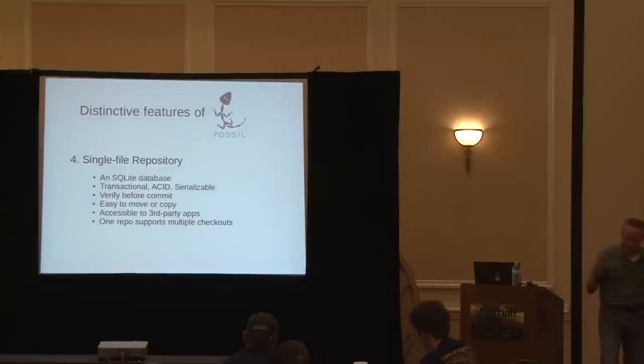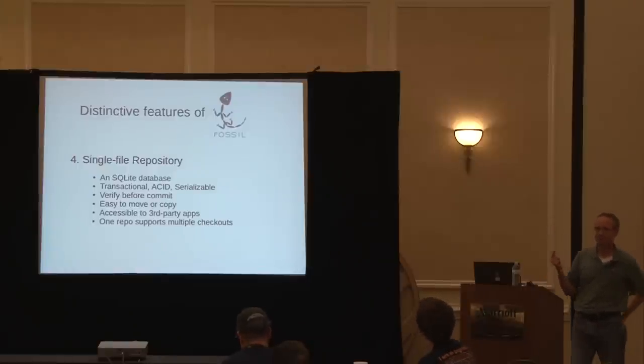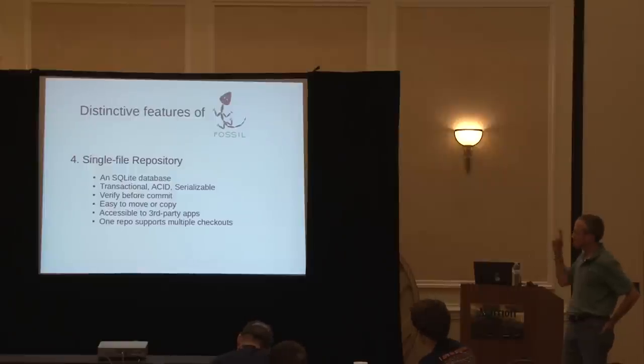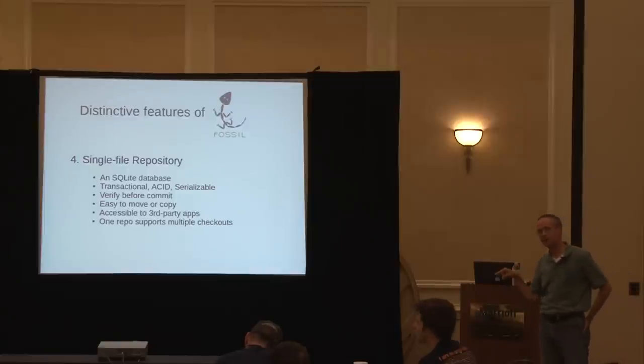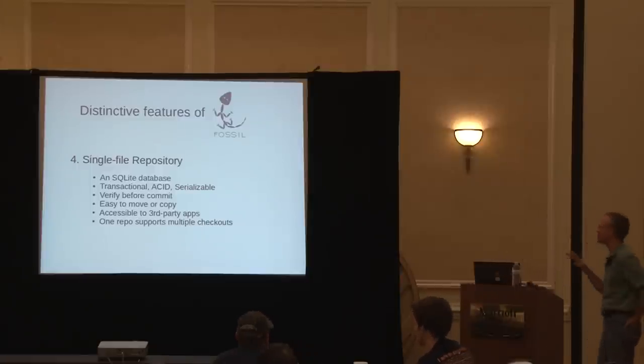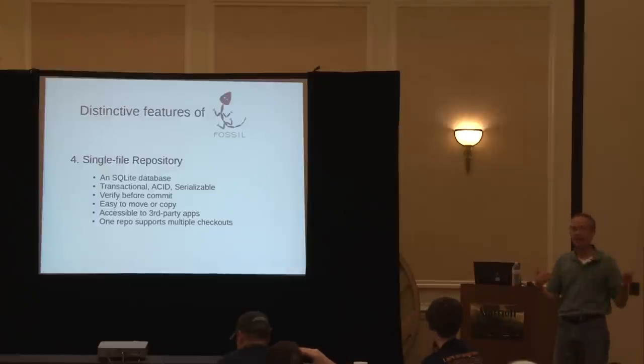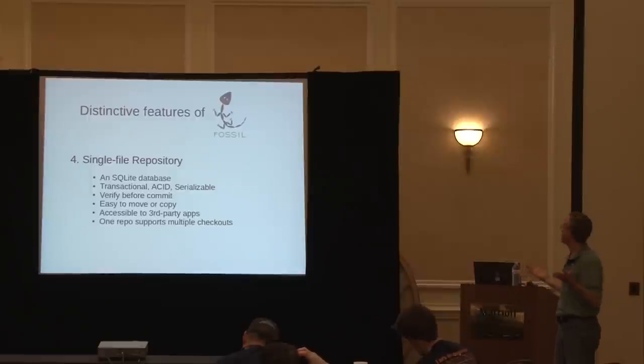So, Fossil has a single file repository, which is an SQLite database. Fossil depends on SQLite, cannot exist without it. SQLite depends on Fossil, cannot exist without it. You can ponder this problem for yourself later. But it's a transactional backend. So if you're doing an update and you lose power or something like that, it's atomic, and so you're not going to corrupt your repository.